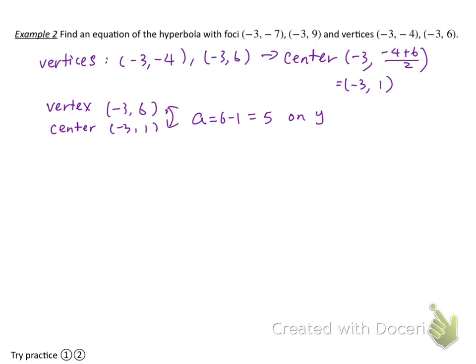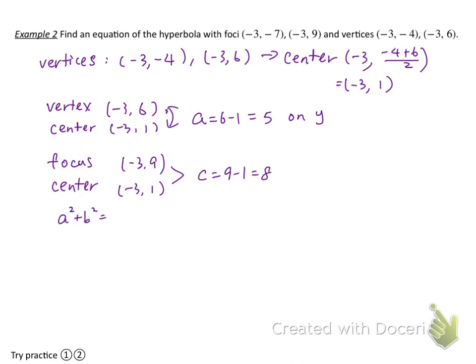Then comparing any of the foci, again, I'm doing the positive one with the center, which is (-3, 1). So comparing these, c equals 9 minus 1, which is 8. And a squared plus b squared equals c squared. So 5 squared plus b squared equals 8 squared. b squared equals 64 minus 25, which is 39.